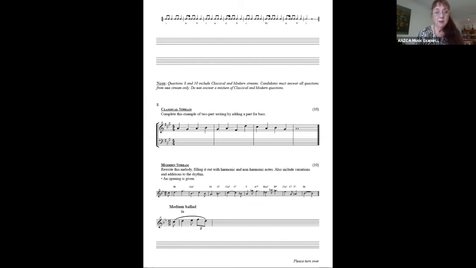But this is amazing because if you have a look down at the classical stream, you've got the two-part writing. This is at grade 4 level. And then the modern stream. Now, that modern stream is like a lead sheet. And if you have a look at it, see how the very first bar is kind of given as a suggestion? Well, really, it's more than a suggestion. They're saying, try and do it in the style that you've been given, but they're pretty flexible about what you can do.